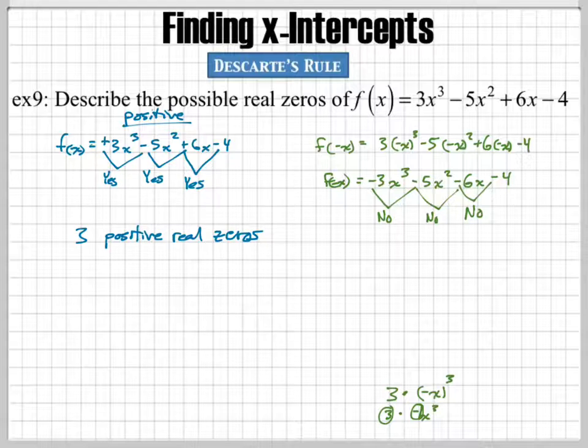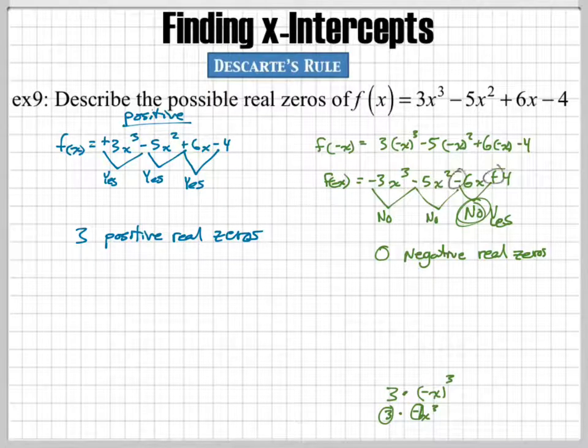Over here, since they're all no's, then there's no negative real zeros. This doesn't exist. There's no negative real zeros. What if one of them is yes? Now, if one of these was a yes, like let's say this one was a positive 4, so we have a sign change right here, right? So that means there'll be 1 possible negative real zero. Does that make sense? Okay, but it's not.